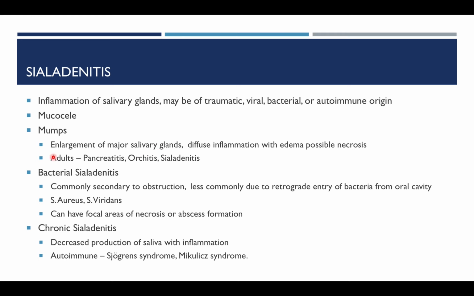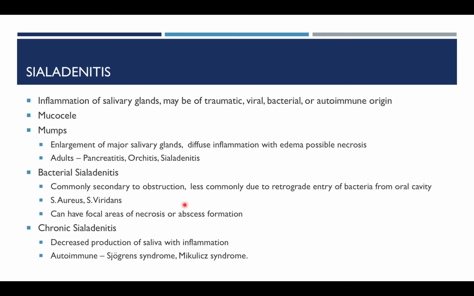Another cause of sialadenitis is bacterial sialadenitis, which is commonly secondary to an obstruction and less commonly due to retrograde entry of bacteria. When they say retrograde entry of bacteria, it means that bacteria from the oral cavity go through the duct to the salivary gland, and usually it occurs in patients who are extremely dehydrated. The most common pathogens in bacterial sialadenitis are Staph aureus and Strep viridans. And in sialadenitis, not only do they have inflammation, but you can also have areas of necrosis or abscess formation.